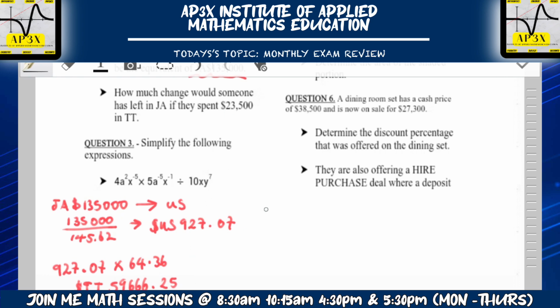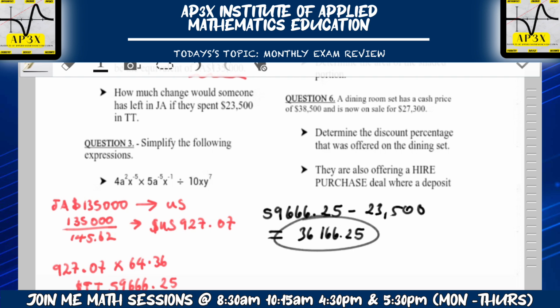So we are looking at 59,666.25 subtract 23,500, which will give us the balance that is left in TT. 59,666.25 take away 23,500, you're going to find that 36,166.25 is what's left over in TT currency, assuming that the money was spent in Trinidad and Tobago.